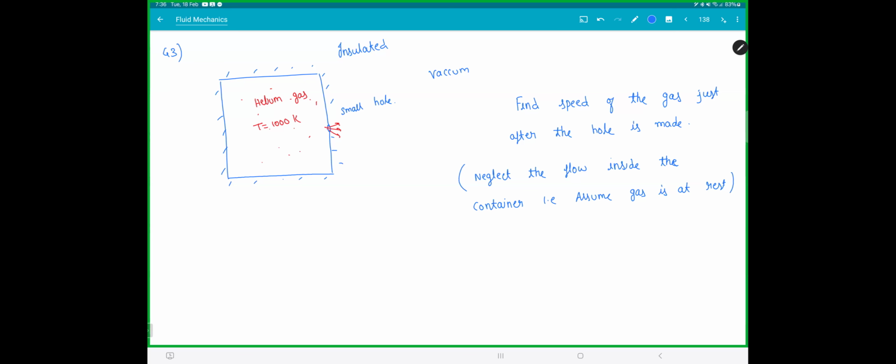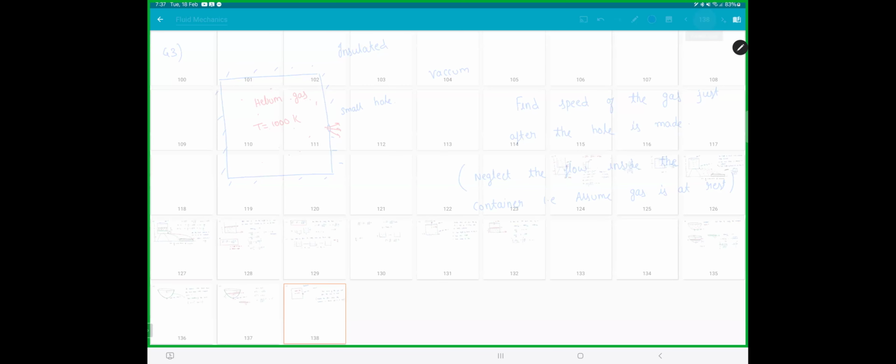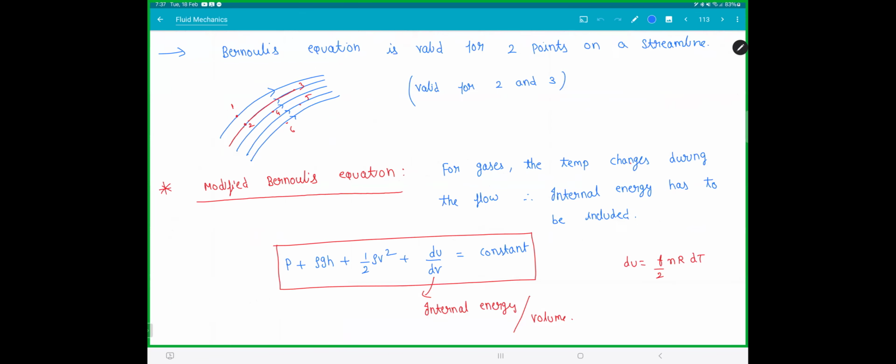So what's so different? KTG is there. So what? If you had revised the notes, you would have seen something. There is a hint here. The answer is here. Modified Bernoulli, remember? Once the gas comes out, what will be the temperature? Zero, right? Once the gas leaks into the vacuum, there is no temperature there.